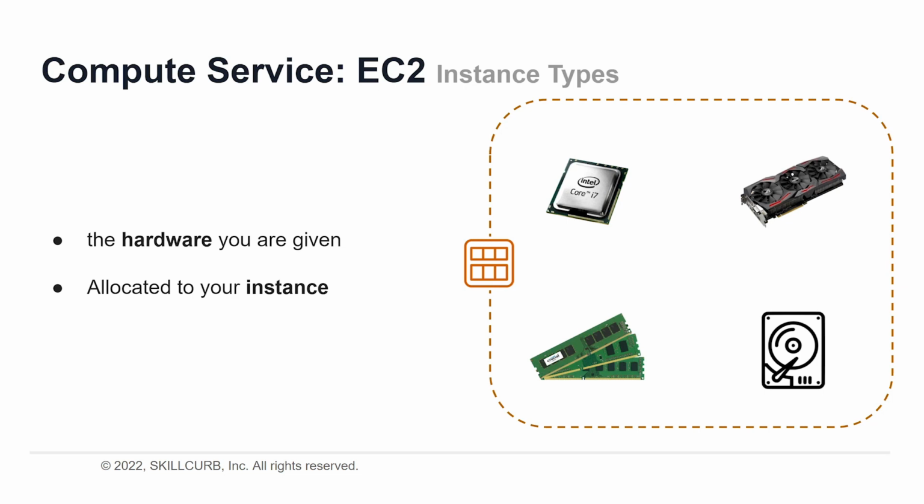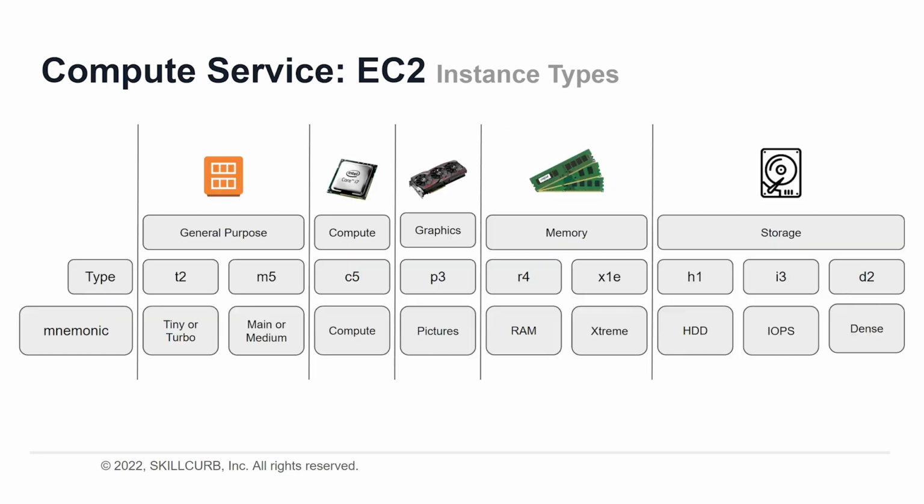There's a bunch of families that you will find when it comes to instance types on AWS. These are the families that you're going to be seeing when you go to set up or select an instance type. So you'll have T2, which is tiny or turbo, M5, which is main or medium, C5 for compute, P3 for pictures, R4 for RAM, X1E for extreme, H1 for hard drives, I3 for IOPS, and D2 for dense.